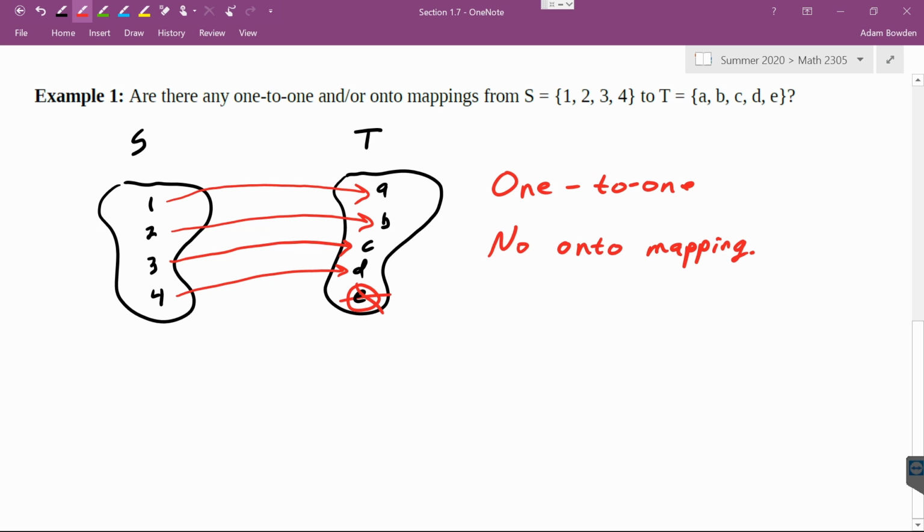Now, if I was to eliminate E from the codomain, from the set T, then what I have here would be onto. I would get everything within the set T. But just as it stands from the beginning, there's no way of creating an onto mapping.